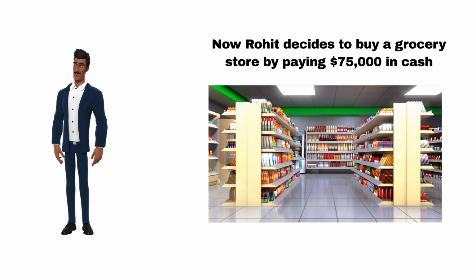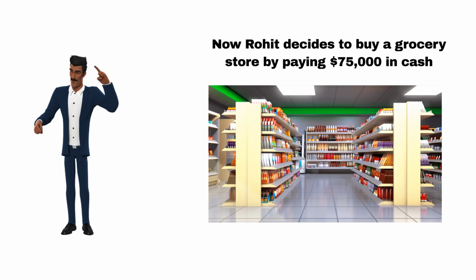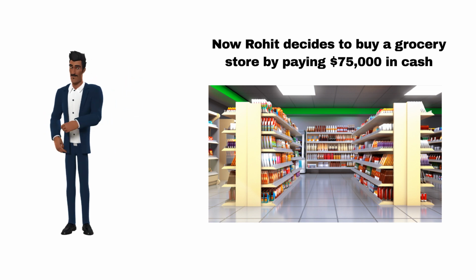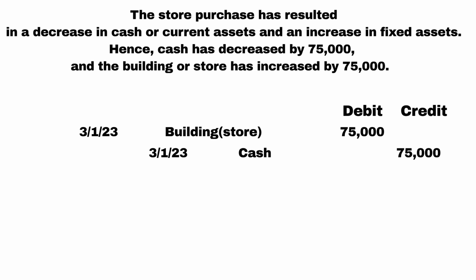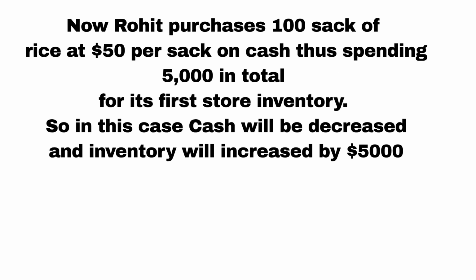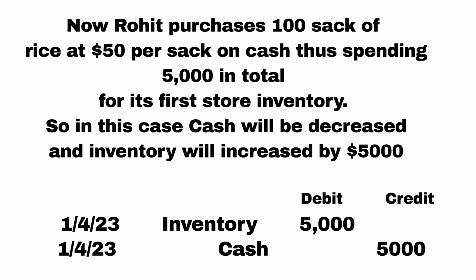Now Rohit decides to buy a grocery store by paying $75,000 in cash. The store purchase has resulted in a decrease in cash or current assets and an increase in fixed assets. Hence, cash has decreased by $75,000, and the building or store has increased by $75,000. Now Rohit purchases 100 sacks of rice at $50 per sack on cash, thus spending $5,000 in total for its first store inventory. So in this case, cash will be decreased and inventory will increase by $5,000.